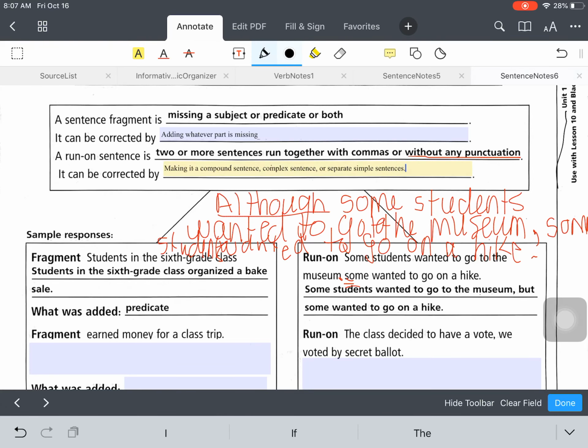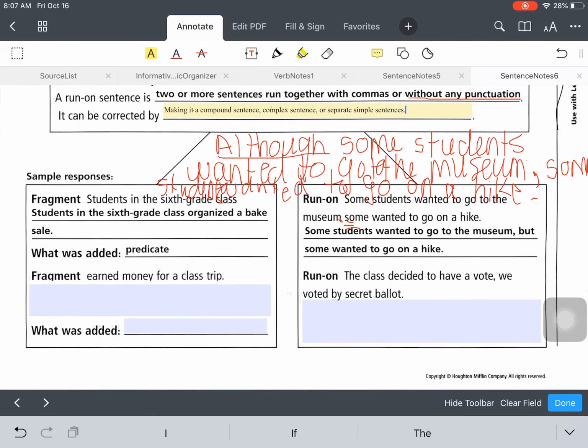So scrolling down, they give you two more examples, so one of each, and I would like you guys to go ahead and fix it. So the fragment, earned money for a class trip. You have to figure out what is missing. So is it the subject or is it the predicate that's missing from earned money for a class trip? And then please fix it. And then the run-on example they give you is the class decided to have a vote, comma, we voted by secret ballot. So they put a comma in here. However, this is still a run-on, so it's up to you to figure out what is missing and fix it.